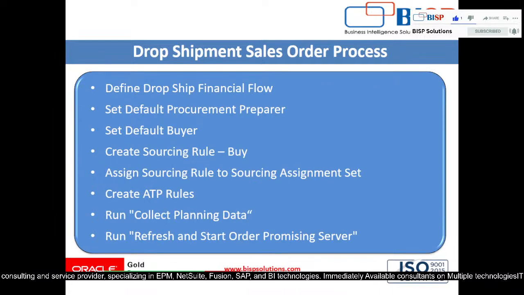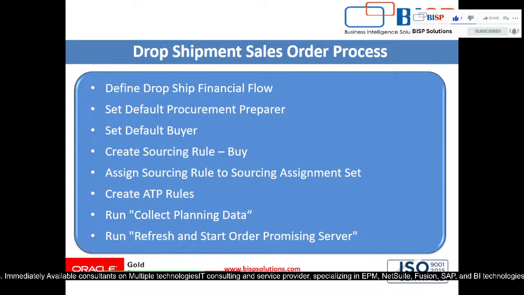So next is to define the drop shipment financial flow. We have to define it. And what is the default procurement preparer? What is the default buyer, right? Creating the sourcing rule. We have already seen how we define the sourcing rule, right? Assigning the sourcing rule to the sourcing agreement, right? Assignment set, right?